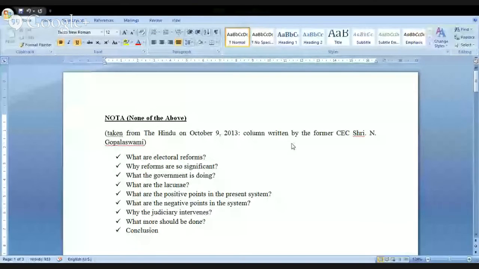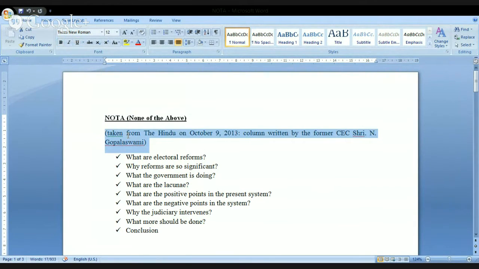Kindly remember, whatever topic I am going to speak to you now, it's a very, very important one. Look at this. The topic is NOTA. It stands for none of the above. We are talking about the elections, whether we have the right to reject all the candidates who are contesting in the election. Now the answer is yes. Let's try to understand what this is.